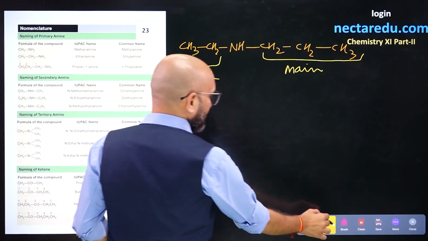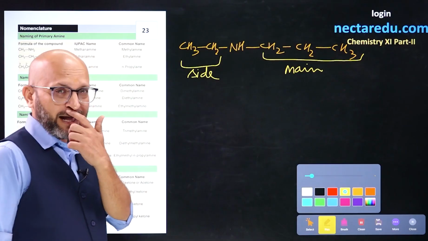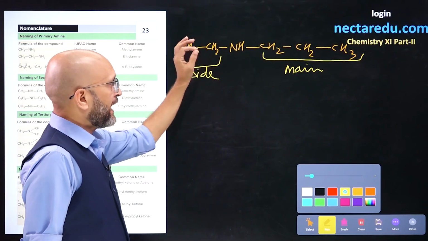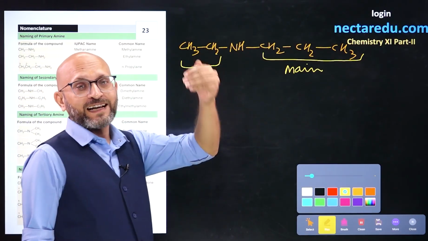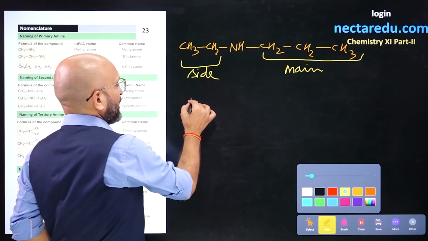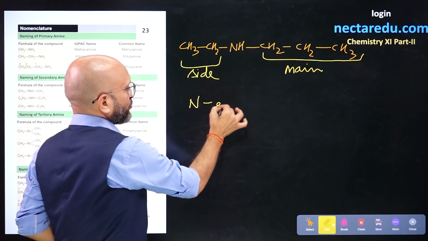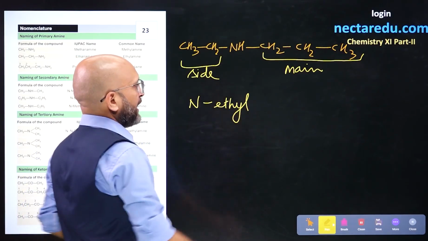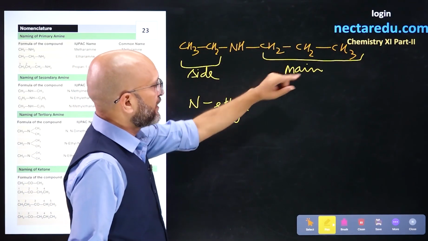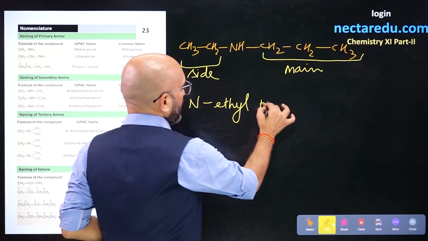Now the interesting thing is that in this we will have N. N is the position where a side chain is attached. So the name starts like this: N, and we have 2 carbon side chain, so N-ethyl, and 3 carbons are there in the main chain, so it is propanamine.